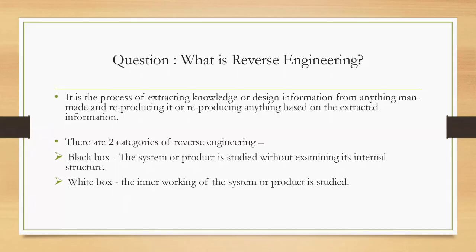Okay, and there are two categories: black box and white box. Black box is where the system or product is studied without examining its internal structure. We will not go into the internal structure, like how the backend works. We just use the application like a user and look at its functionalities and features. Whereas in white box, we go through the internal things also, like how the system works and how the application runs in the back end. So this is reverse engineering.